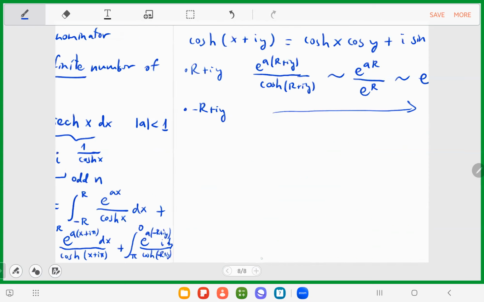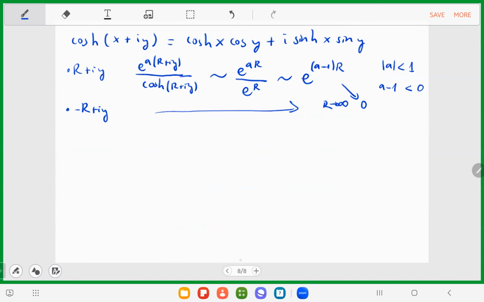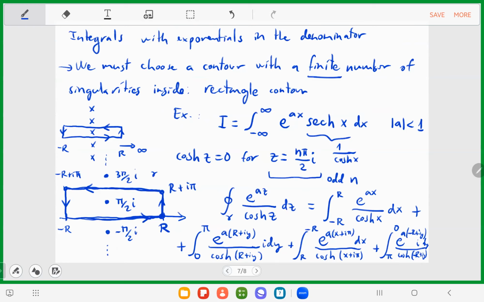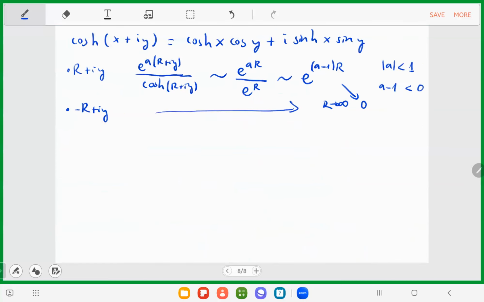So let's see the third integral. We have the exponential of a times (x plus iπ) divided by the hyperbolic cosine of x plus iπ. Now, see, we have x plus iπ. Then what do we have? We have the cosine of π, which is minus 1, sine of π, which is 0.